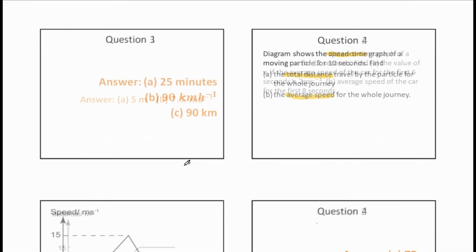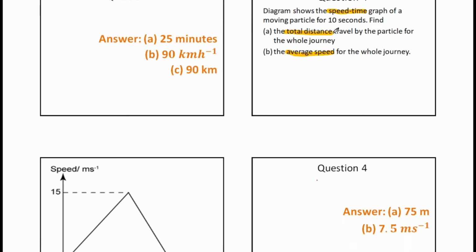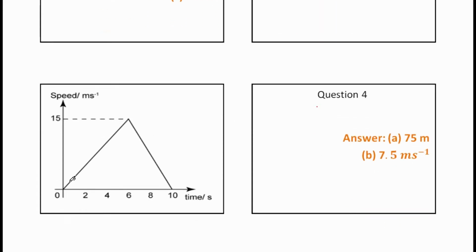So we go back to the question here. The total distance traveled by the particle for the whole journey. For part A, to find total distance, we just need to find the area under the graph for the whole journey. So we need to find the area of this. This is a triangle, so we just use the formula of a triangle. Let's say this is the height. The formula of a triangle is 1 over 2 multiplied by base, base is 10, times height. Height is 15. So the answer is 75. Total distance, so meters. This is the answer for part A.